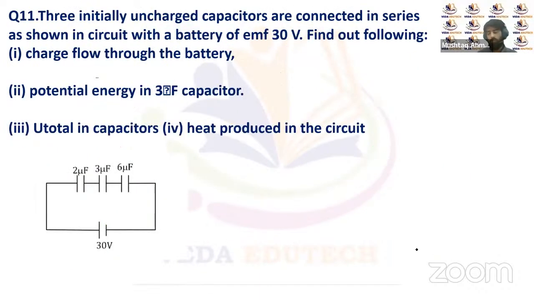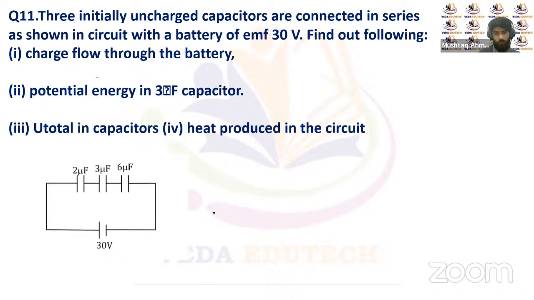Now, moving on to question number 11. Question number 11 says that three initially uncharged capacitors are connected in series as shown in the circuit with a battery of EMF 30 volt. Find out the following: charge flow through the battery, potential energy in the 3 microfarad capacitor, the total energy in the capacitors, and fourth, the heat produced.